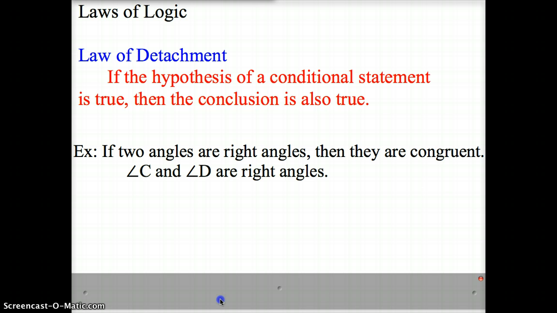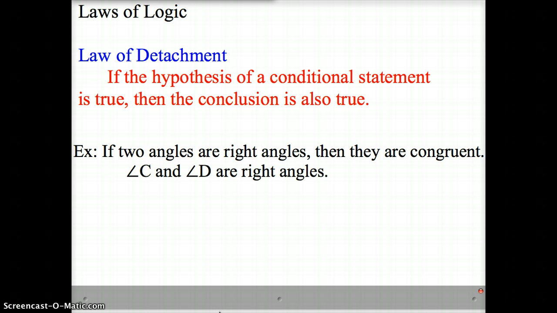For example, if two angles are right angles, then they are congruent. Angle C and angle D are right angles. So what we can use from this: two angles are right angles and they're congruent. I'm given two right angles, angle C and angle D, and I'm told that they're right angles, so therefore angle C and angle D are congruent.